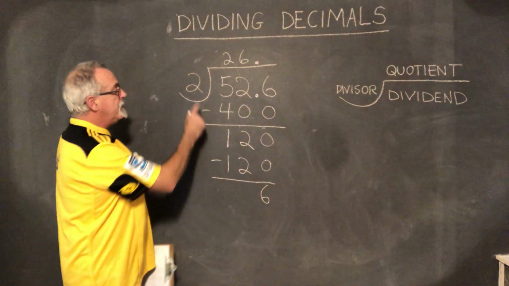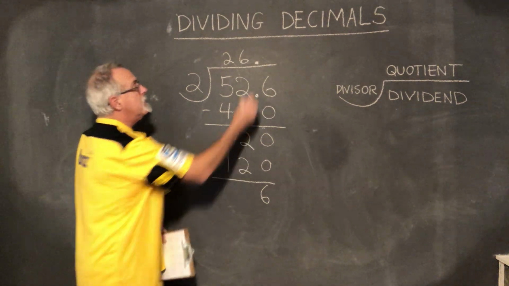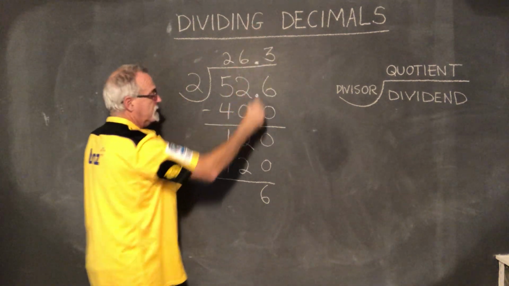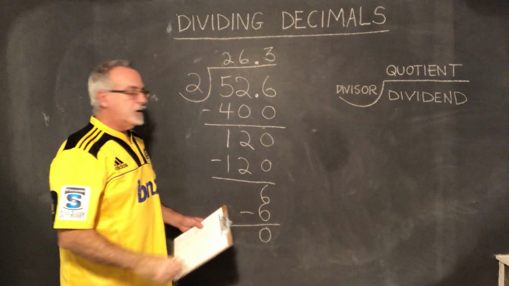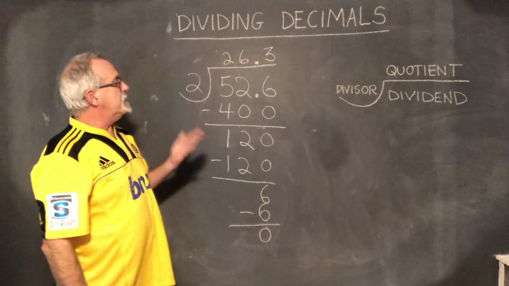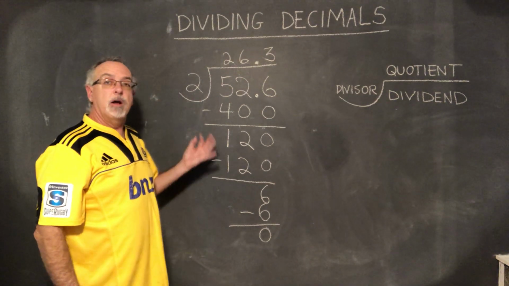I'm not finished. Does 2 fit into 6? Yes, 3 times. I'll put the 3 there. 2 times 3 is 6. I subtract. I get a 0. I know I'm finished because I got that 0. And 26.3 is my answer, and it's really not that hard.